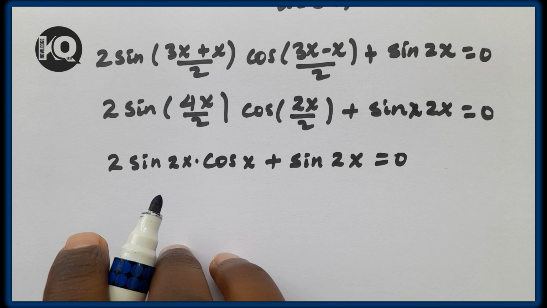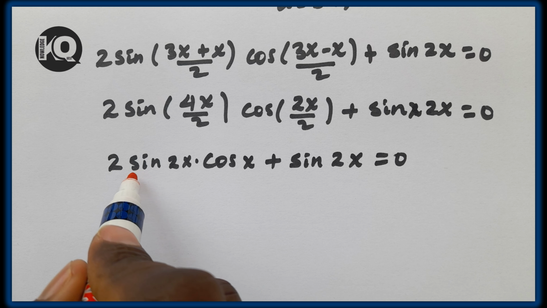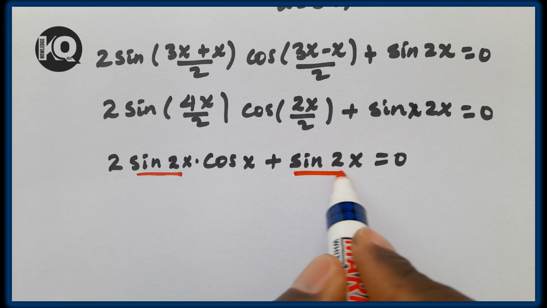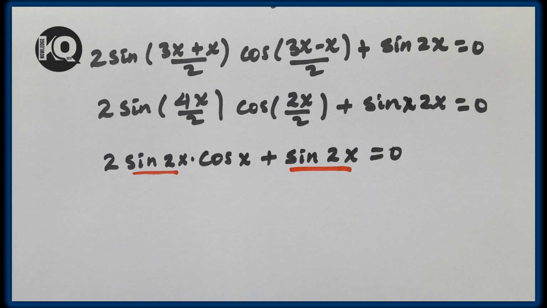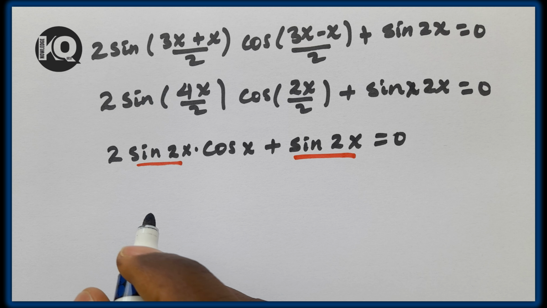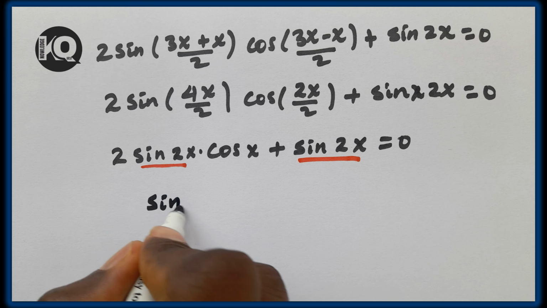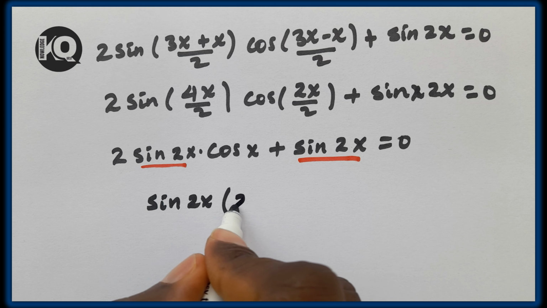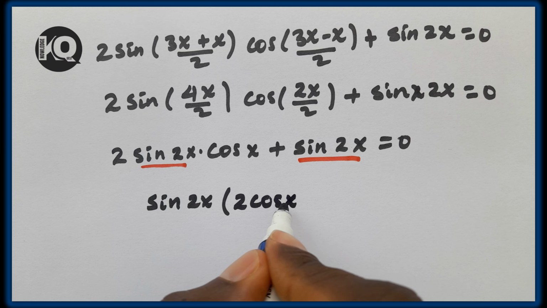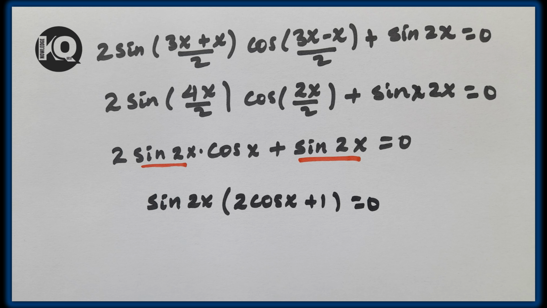So now we have a common term, which is sin 2x. Here we have sin 2x and here we have sin 2x. So let's factor out sin 2x. So sin 2x times (2 cos x plus 1) is equal to 0.